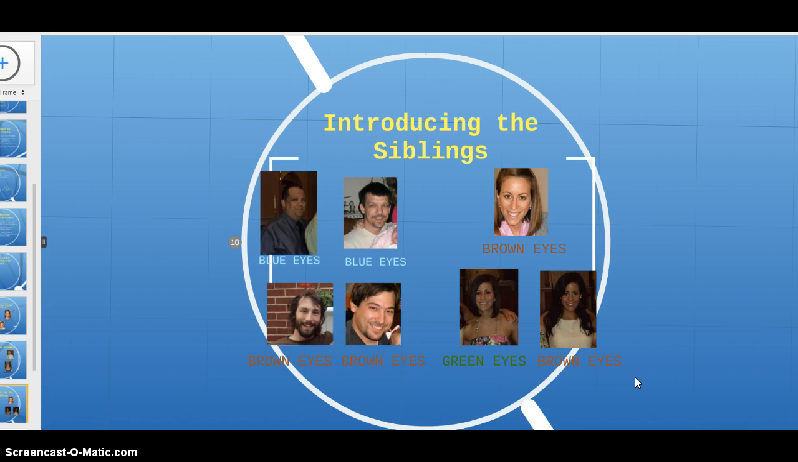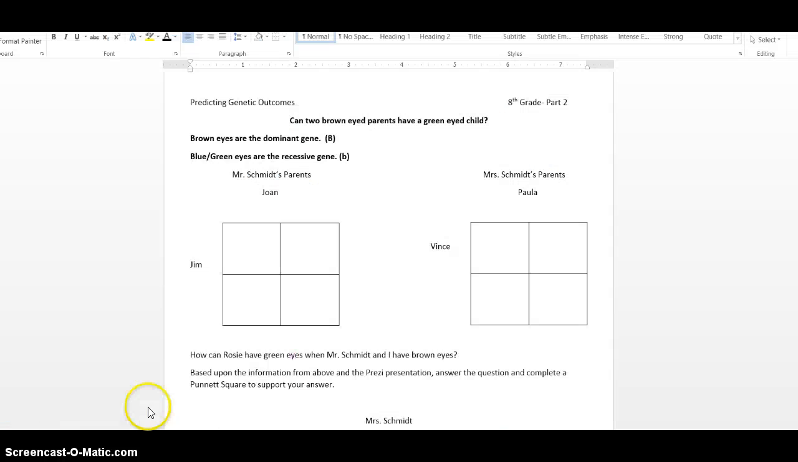So let's take a close look at the worksheet for a minute. It gives us some hints about eye color. In this particular situation, brown eyes are the dominant gene, and they're going to be represented by an uppercase letter B. And blue and green eyes are the recessive gene, and they're going to be represented by a lowercase b.